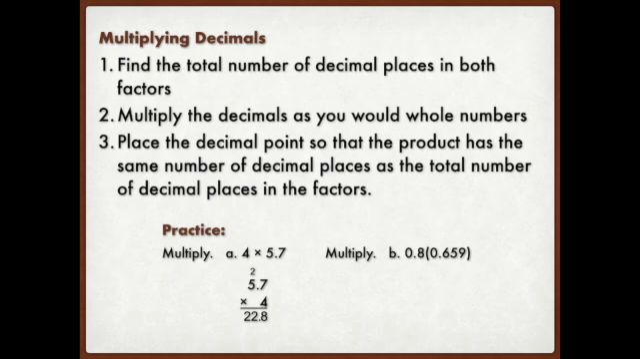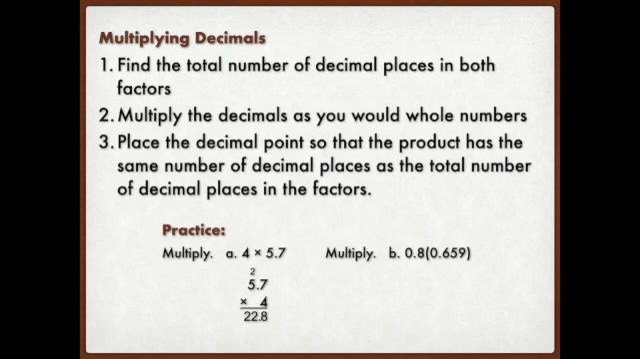Let's multiply again. Remember, parentheses refers to multiplication. Count my decimal places. I have 1 decimal place in the 0.8. And for the 0.659, I have 3 decimal places. So that's a total of 4 decimal places. 1 for the 0.8 and 3 for the 0.659.